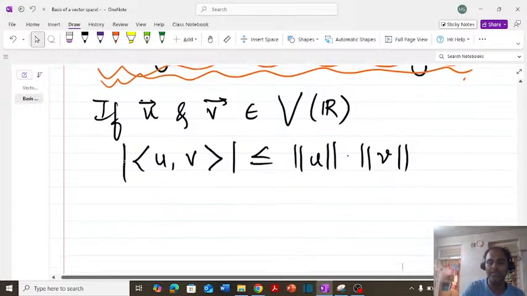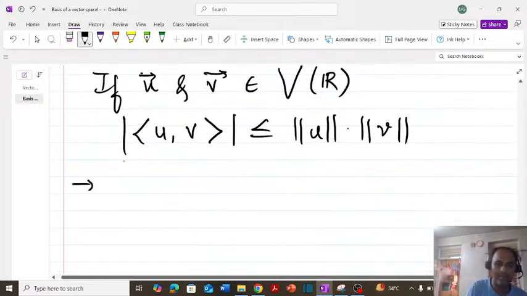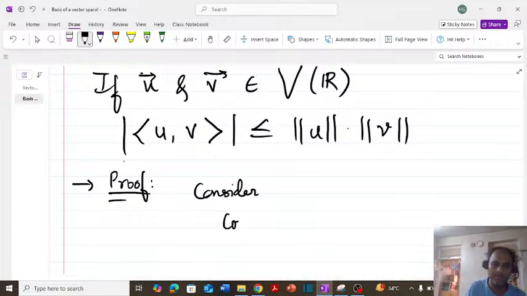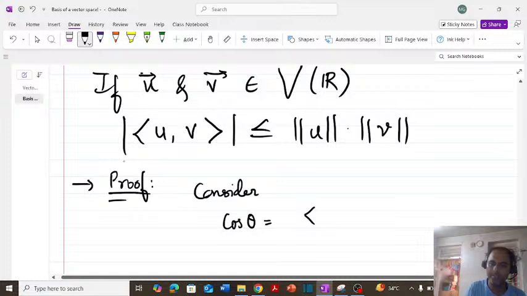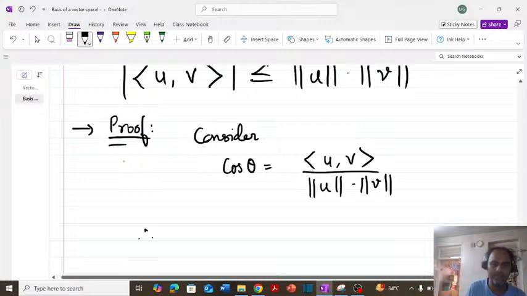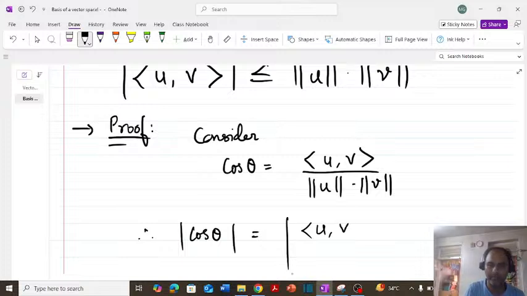So now consider a very easy proof. I'll just give you the proof for understanding purposes. Consider cos theta equals the inner product of u and v over norm u norm v. Okay, so take the modulus on both sides. So the modulus of cos theta is the modulus of the inner product uv over norm u norm v.